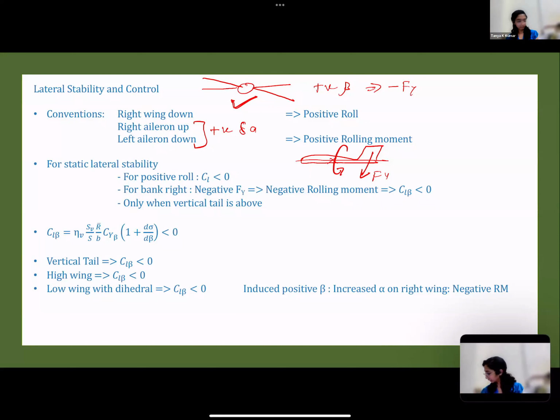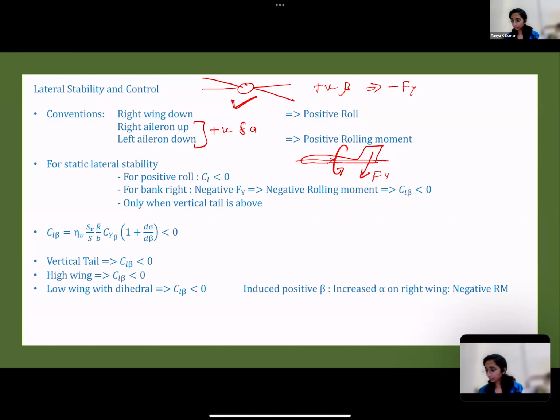Let me, not sure, okay. If this is your aircraft, is this phone visible? Yes, okay. If this is your aircraft and this is your vertical tail, because of a positive beta, you have a force in this direction. Now when this force acts, and your CG is on your aircraft, the force is acting in this direction, so it will produce an anti-clockwise motion, which will rotate the aircraft. Is that clear? Yes, okay.